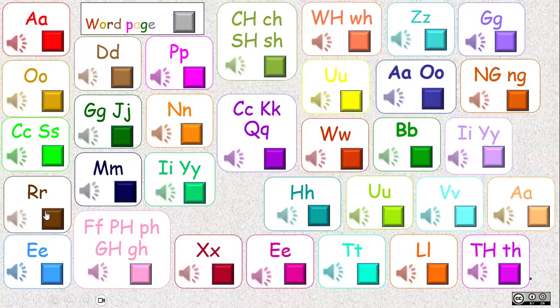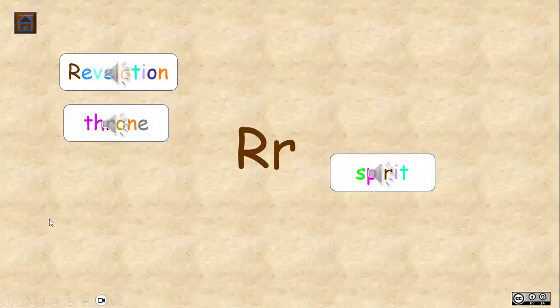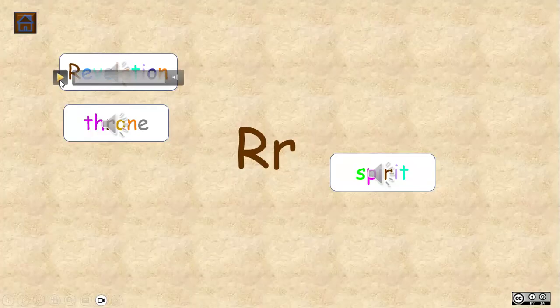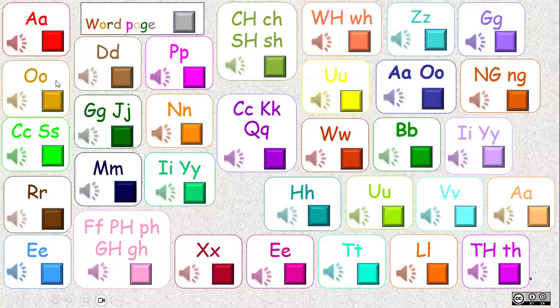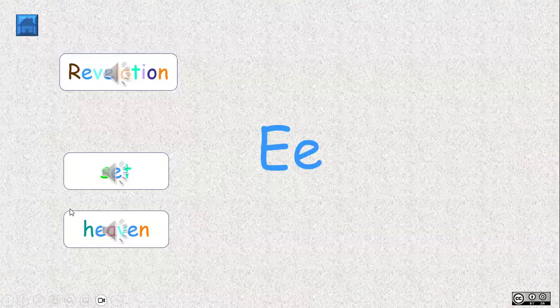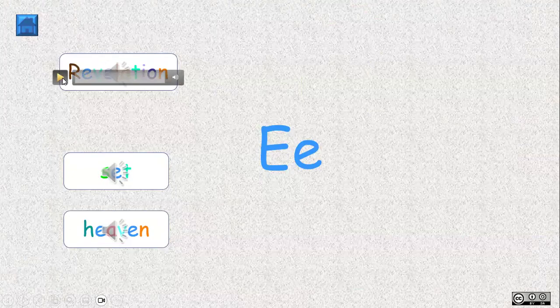We're going to go back to the home page, and go to the brown, and click on Revelation where it says Revelation. And the next color is blue E. I'm on the home page. Go to this page. Revelation.